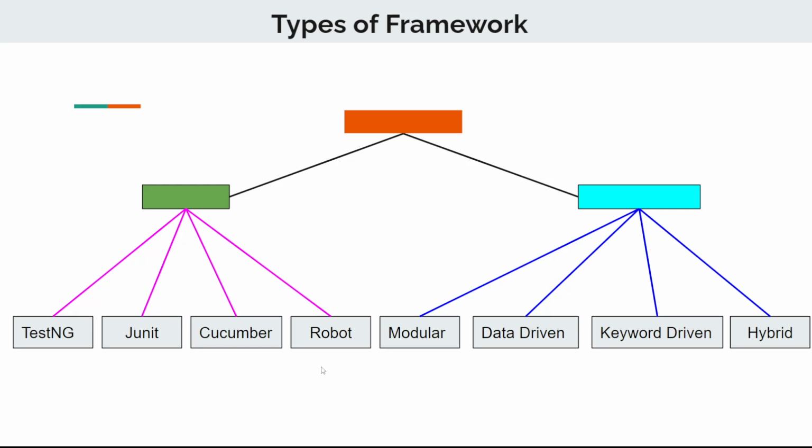So, types of frameworks. There are basically two types of frameworks, at a very high level. One is inbuilt. Another one is customized. Inbuilt frameworks, for example, are TestNG, JUnit, Cucumber, Robot. Those are the inbuilt frameworks that come with the Selenium different libraries or APIs. TestNG nowadays is a very famous framework that comes with the Selenium library, based on Java.